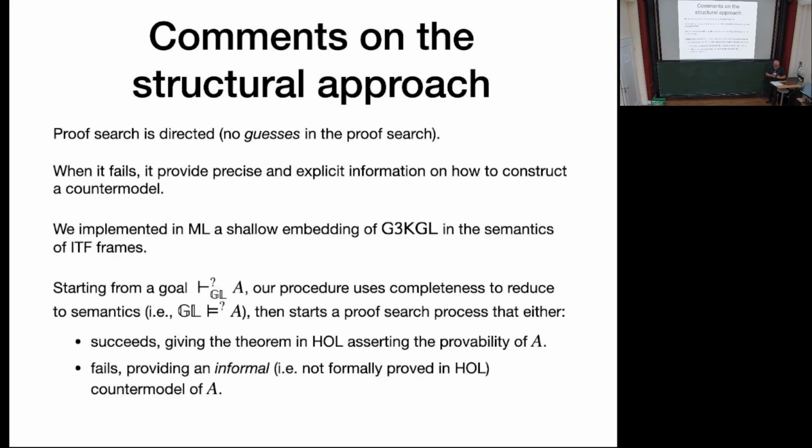So our procedure is: take a goal in the GL system, use completeness to reduce to the semantics, and start the proof search with the labeled proof system of Sara Negri. And either you construct the full proof and you end with a proof of your proposition, or if it fails, you obtain a counter model. The counter model is not certified in some sense, but it's easy to verify the counter model that you obtain.